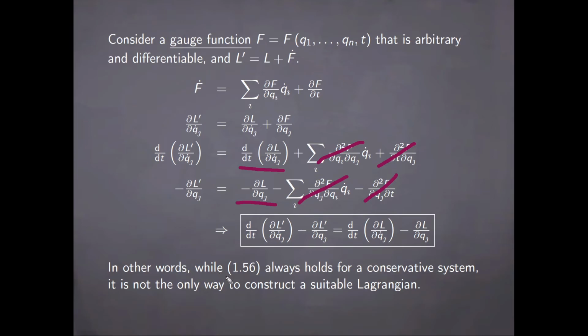In other words, while the result 156 always holds for a conservative system, it is not the only way to construct a suitable Lagrangian. And in fact, we have an infinity of ways in which we can construct Lagrangians that preserve the equations of motion for a given system.